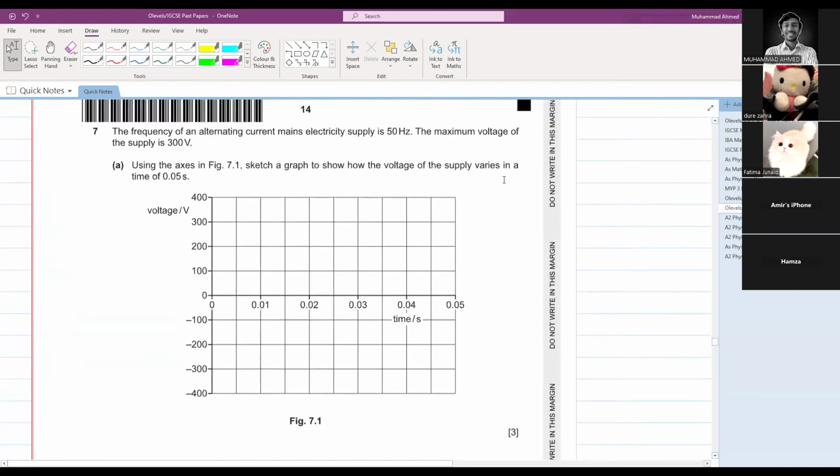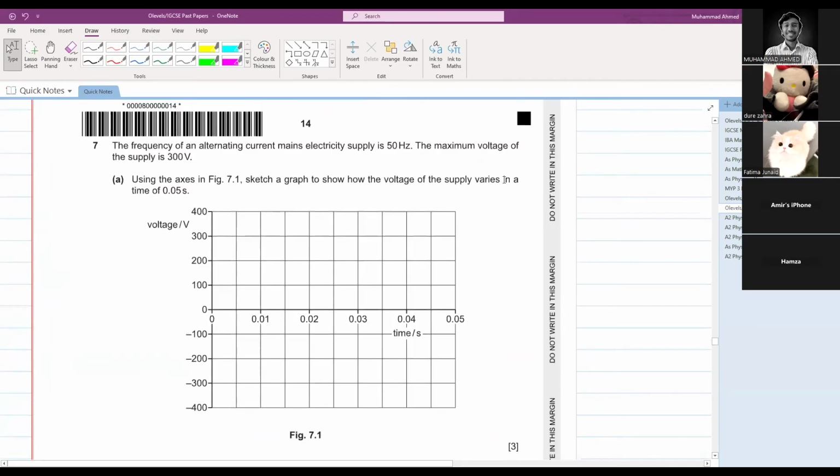Now let's see this. The frequency of an alternating mains electricity supply is 50 hertz. The maximum voltage is 300 volts. Use the axis in figure 5.1 to sketch a graph to show how the voltage of the supply varies in a time of 0.5 seconds. You are given the frequency. Can you calculate the time period? Frequency is 50 hertz. What will your time period T be? 1 over 50.